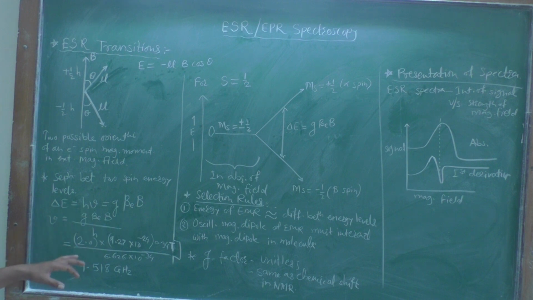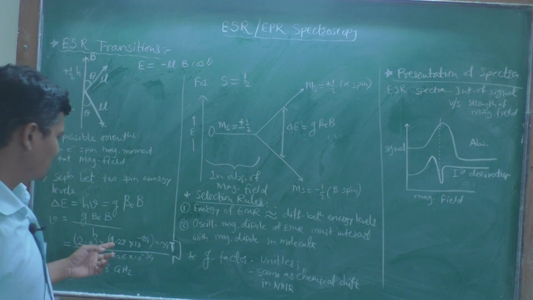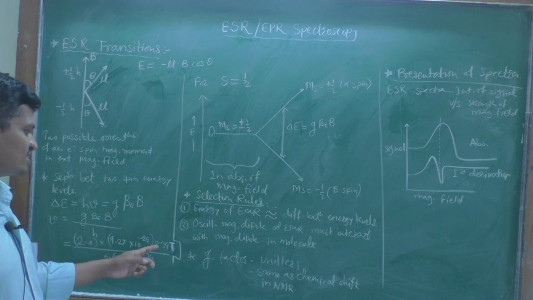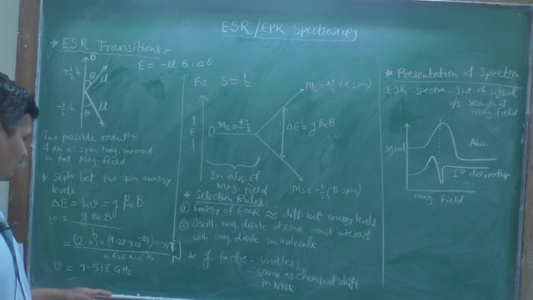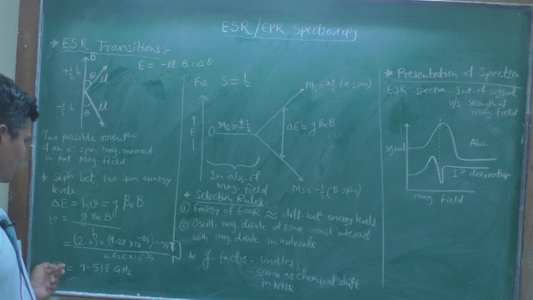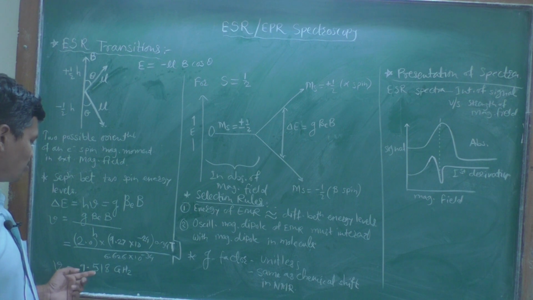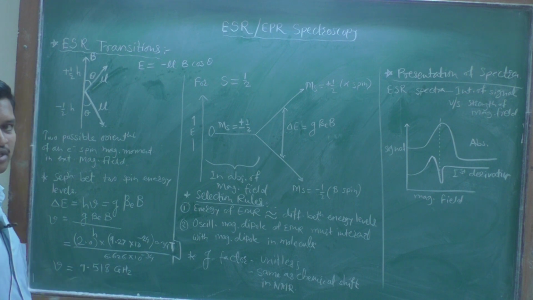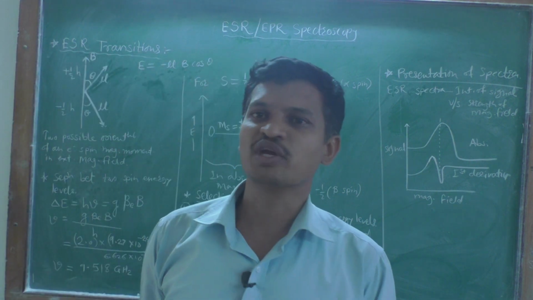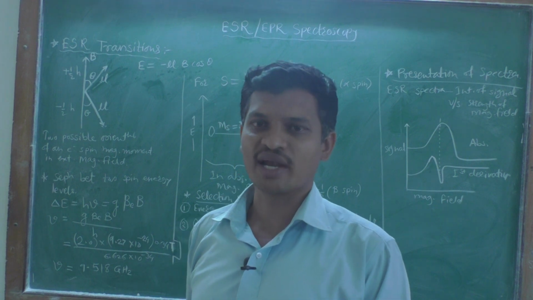By putting in the values, taking g approximately 2.0, beta_e as 9.27 into 10 raised to minus 24 joule per Tesla, B as 0.34 Tesla, and h as Planck's constant, the frequency nu for the ESR transition comes to 9.518 gigahertz. So this is in the microwave region, and that's why in ESR spectroscopy we use microwave radiation.